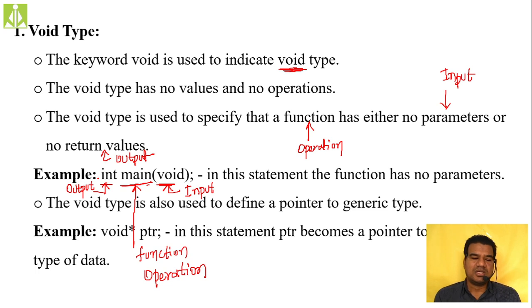Okay, so the void type is used to indicate no values and no operations. There is another important usage of this void type: to create a generic pointer, a pointer to generic type. When we start the pointers concept, there we will study more about it. So pointer to generic type. Simply remember, the second use of this void type is to create a generic pointer.